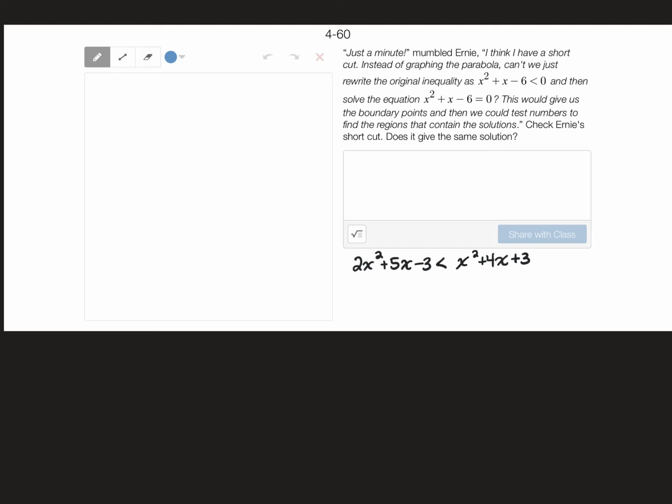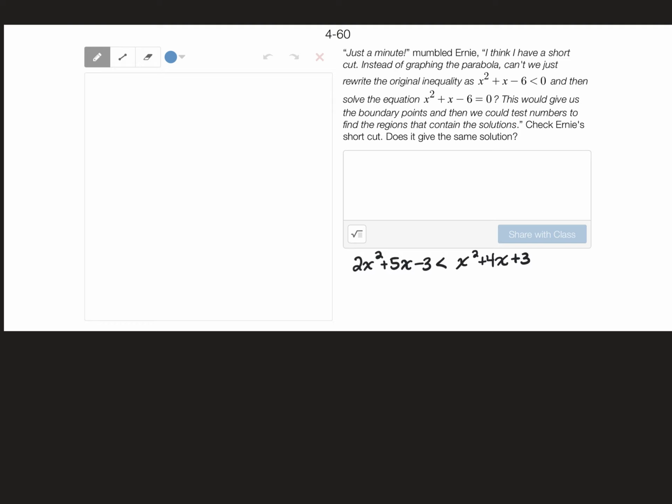Okay, so Ernie now says, I think I have a shortcut. Instead of graphing the parabola, can't we just rewrite the original inequality as x squared plus x minus 6 less than 0, and then solve the equation x squared plus x minus 6 equals 0? This would give us our boundary points, and then we could test the numbers to find the regions that contain the solutions. So let's try that.